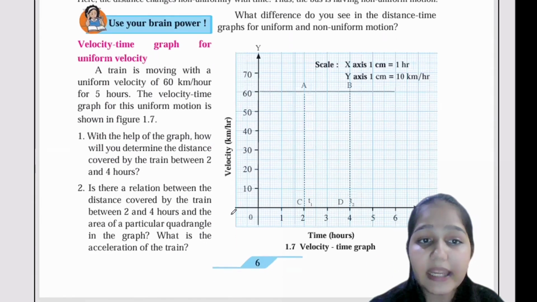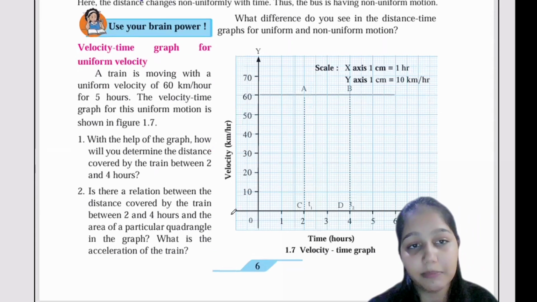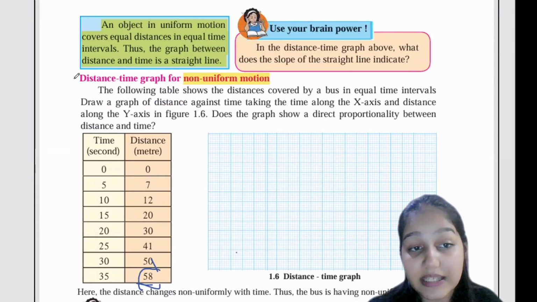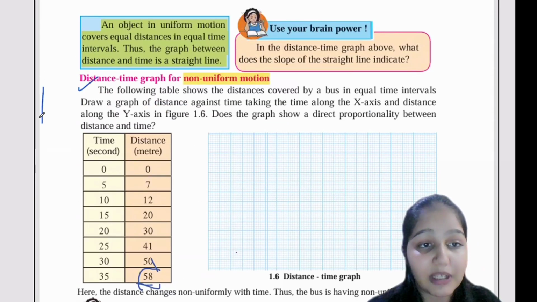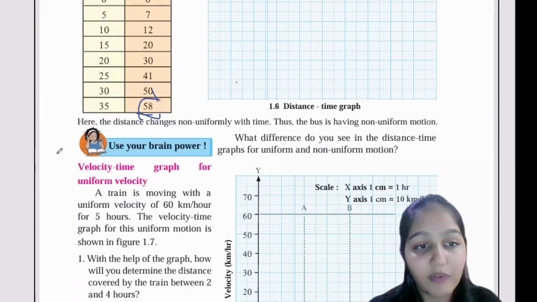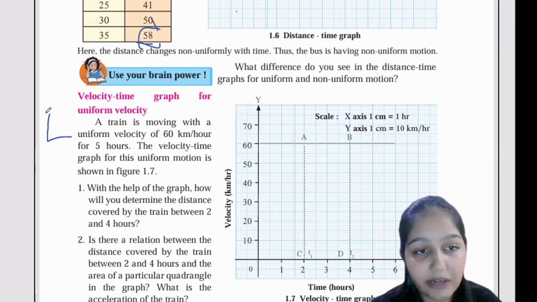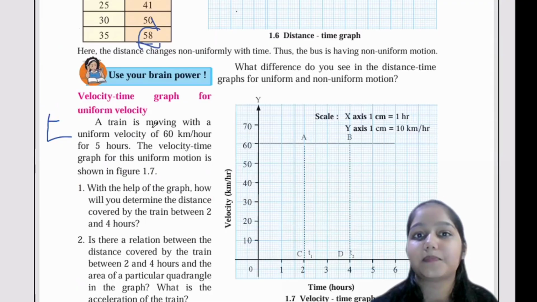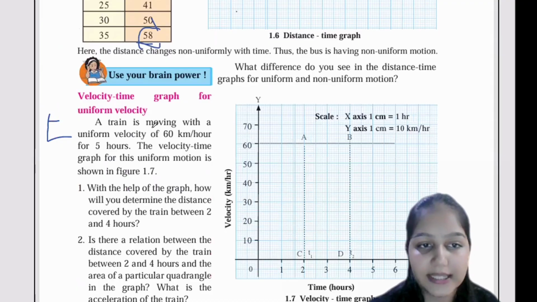Now velocity and time graph. Achha, remember now this is the difference. This is a distance time graph. Distance time graph, always remember it is a straight line like this. But for a velocity time graph, the straight line will always be like this. I hope you understand this.